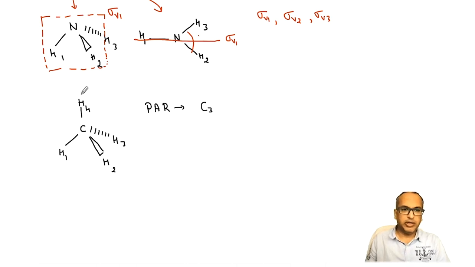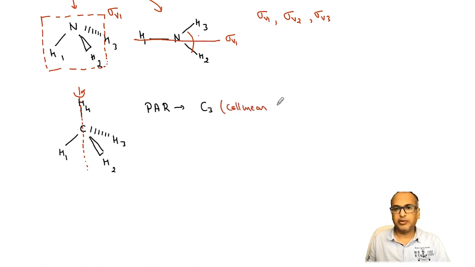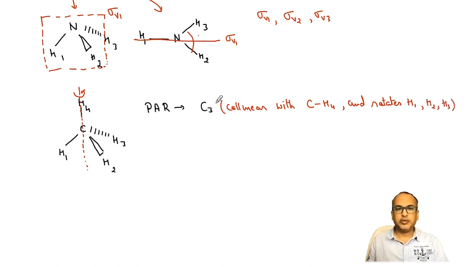So let's try to draw it. If I try to see that there is a C3 axis passing through CH4, which results in rotation of H1, H2 and H3. So this is collinear with CH4 and rotates H1, H2, H3, right? So let's call this one C3 axis. So this is my C3 axis.